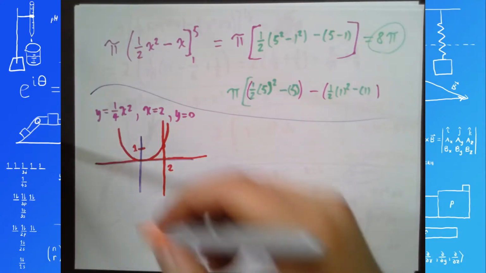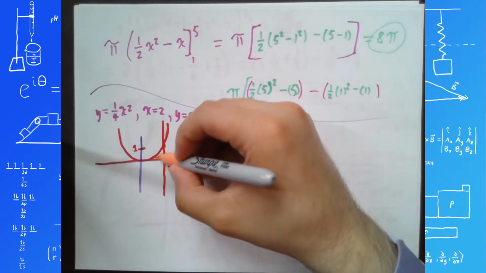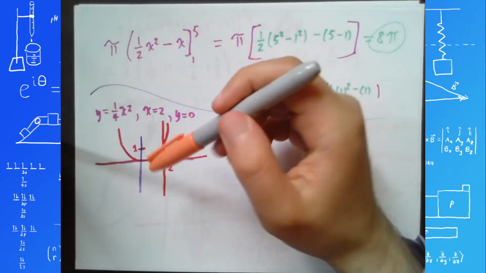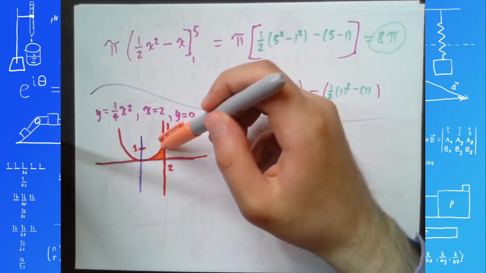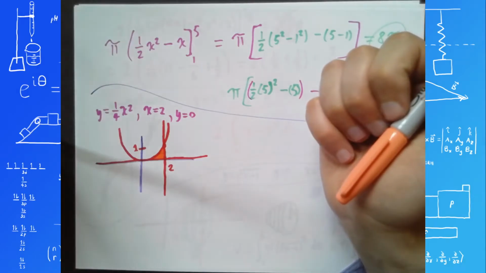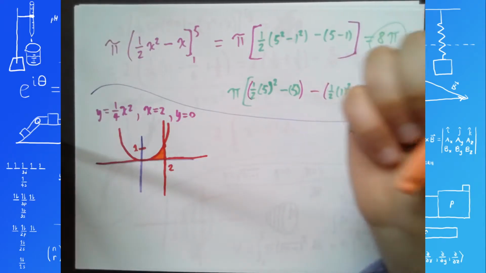Well, the only region that fits that description would be this one right here. This one right here is the only one that fits. It's touching 1/4 x squared, it's touching x equals 2, and it's touching y equals 0. It's the only one that works.